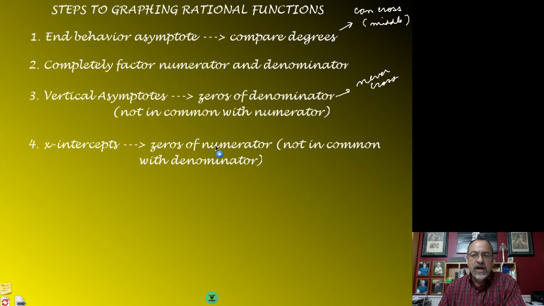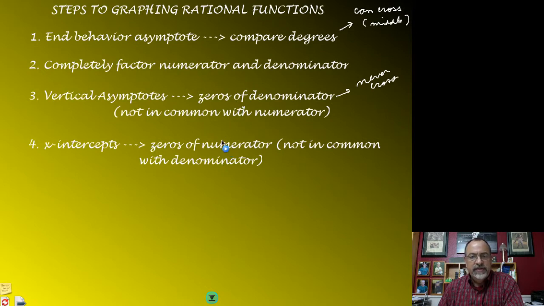So if you cannot create a 0 in the numerator, thus creating the entire polynomial being 0, you'll never make that whole fraction 0. So the zeros of the numerator will be the only place where it can cross the x-axis. Now you'll notice that in both steps 3 and 4 I say not in common with the numerator or not in common with the denominator, because what happens when you have common factors or common zeros is that creates a hole, not an asymptote. And it also creates a hole, not an intercept.